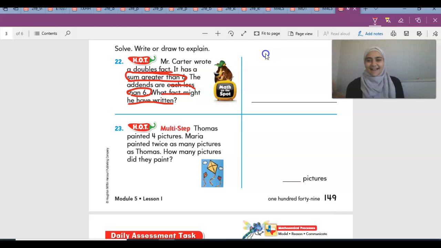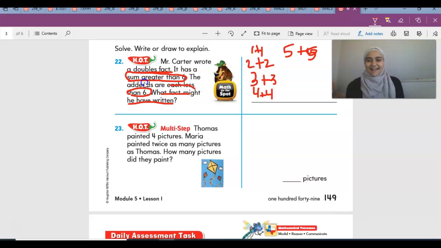So the add-ins have to be less than 6. So is 1 less than 6? Yes. So it could be 1 plus 1. How about 2? Is 2 less than 6? Yes. It could be 2 plus 2. Is 3 less than 6? Yes. It could be 3 plus 3. Is 4 less than 6? Yes. It could be 4 plus 4. And I'm just writing all my possibilities now. And then 5 is less than 6. It could be 5 plus 5. And can it be 6 plus 6? No, it cannot, because 6 is the same as 6.